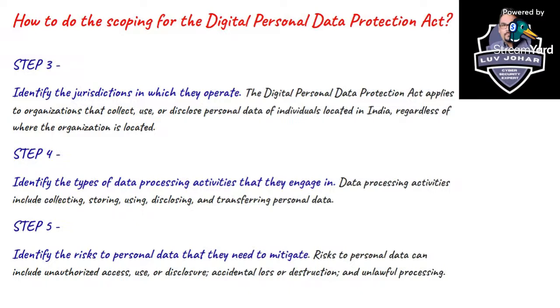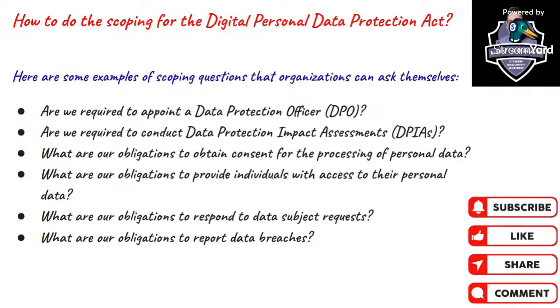Risk to personal data can include unauthorized access, use, or disclosure, breach of confidentiality, accidental loss or destruction, loss of availability, and unlawful processing. So here you can see you have to make sure that you understand what the risks to the personal data are and mitigate accordingly. Now, how to do the scoping?